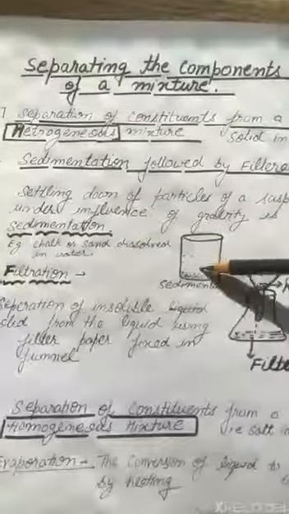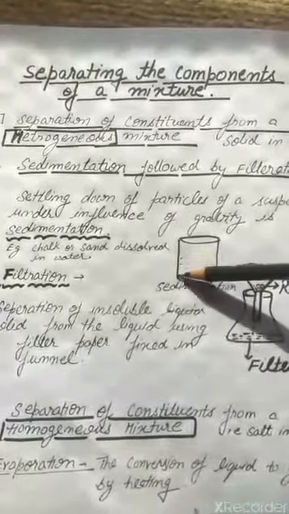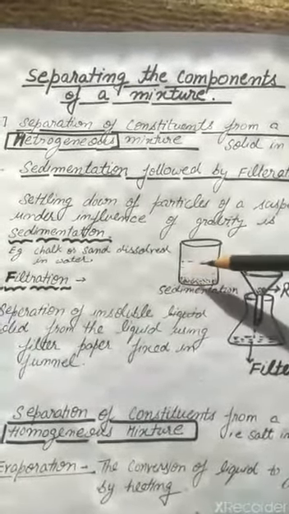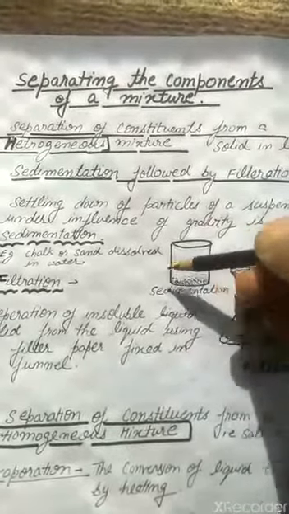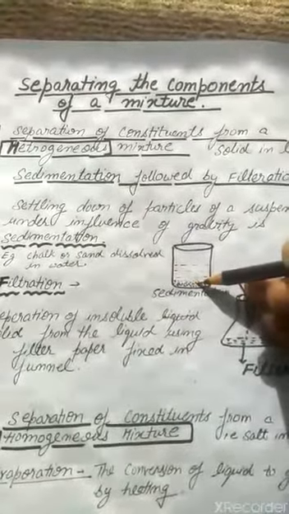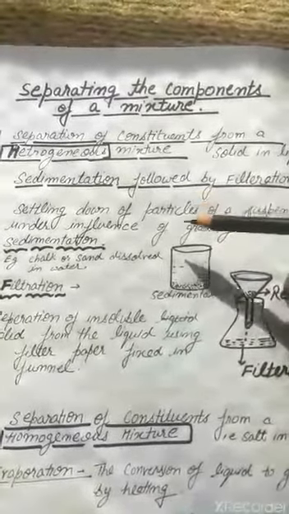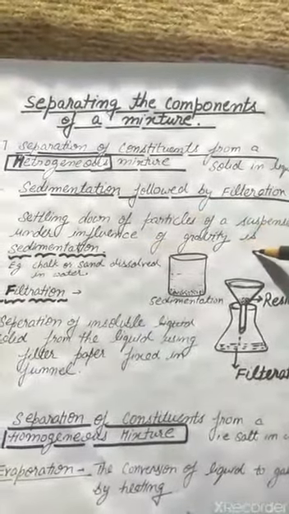We see that the chalk particles or sand particles will settle down due to gravity and a separate layer is formed. So by pouring or by tilting the beaker, we can separate the water and chalk particles. So sedimentation is the settling down of particles of a suspension under the influence of gravity.